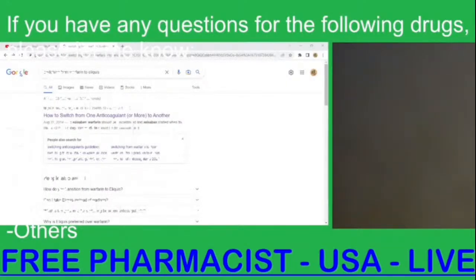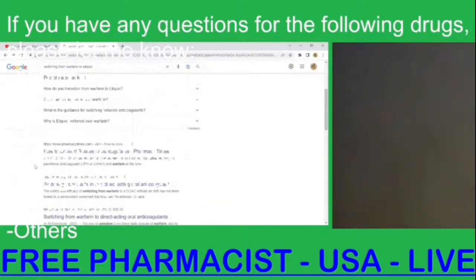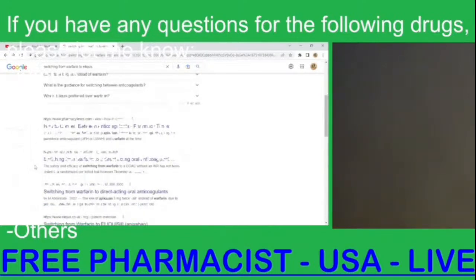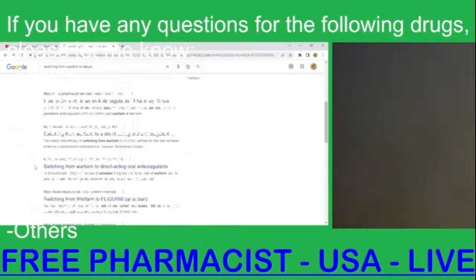How to switch from warfarin to Eliquis. So you can go to Google and type in "switching from warfarin to Eliquis or apixaban." You can find about 400,000 results. But the first few websites help you understand how to switch from warfarin to Eliquis or other direct acting oral anticoagulants.